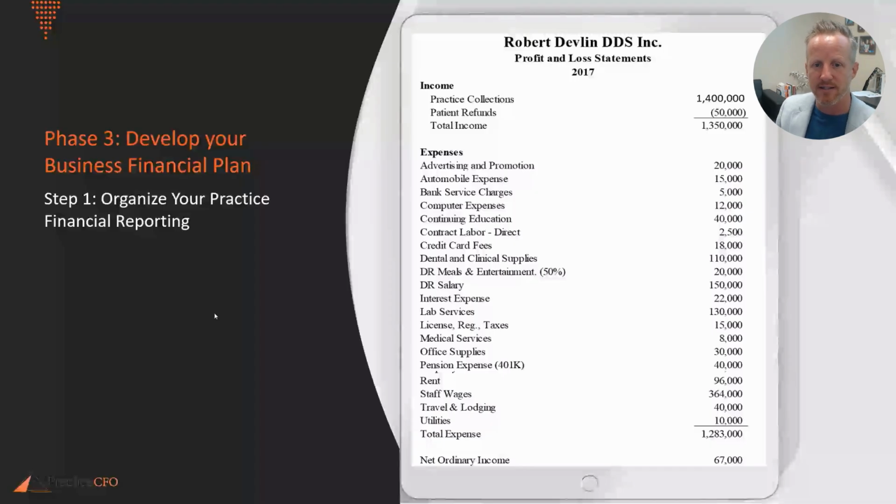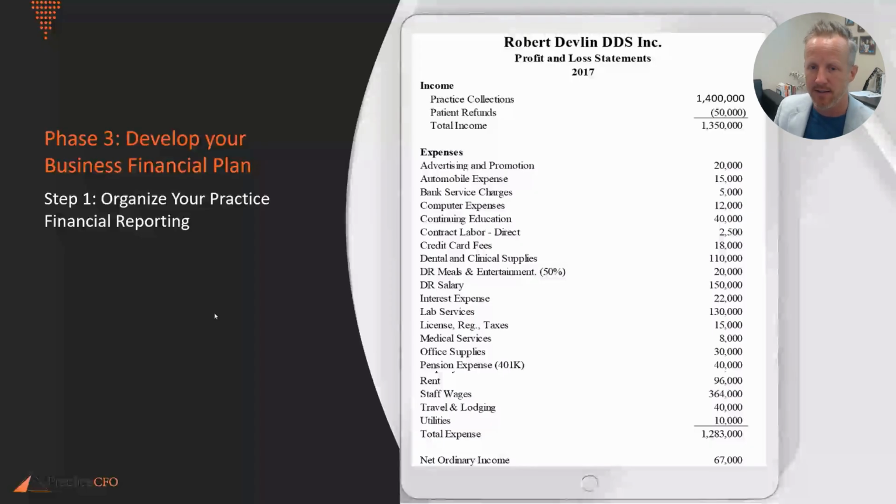What's on the screen is a practice that's doing 1.4 million, with 50,000 in patient refunds, so 1.35 million is left. After all those expense items, the expenses total 1.283 million, which leaves a net ordinary income of $67,000 at the bottom of the P&L.